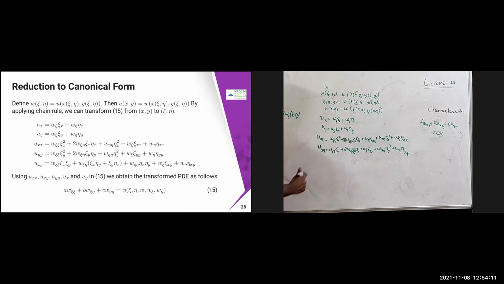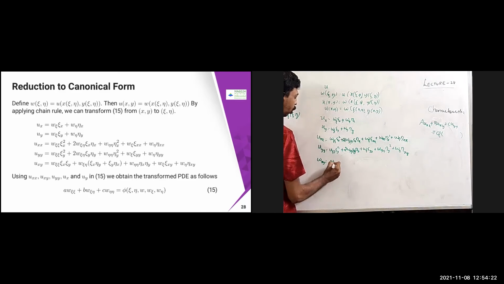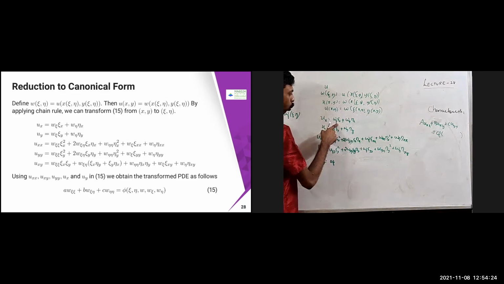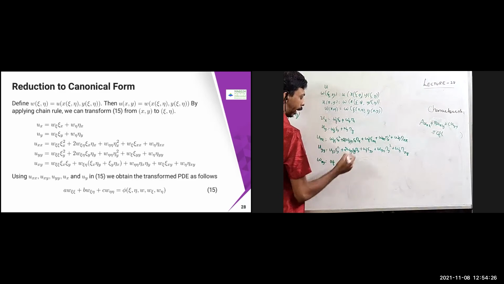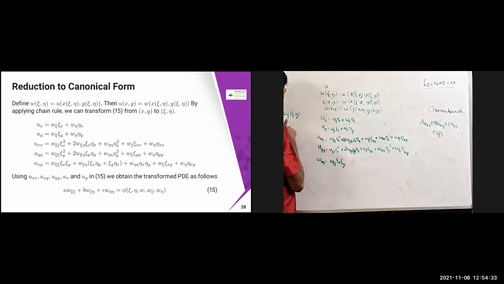Now u_xy: either you can take this one with respect to x, or you can take this one and differentiate with respect to y. In that case, w_xy is going to become w chi, and this I am going to differentiate with respect to y. So w chi is going to come, chi x is going to come, and chi y is going to come because I'm just differentiating with respect to y. This one, w chi x is already there, and this I am differentiating with respect to y, therefore chi y is going to come.